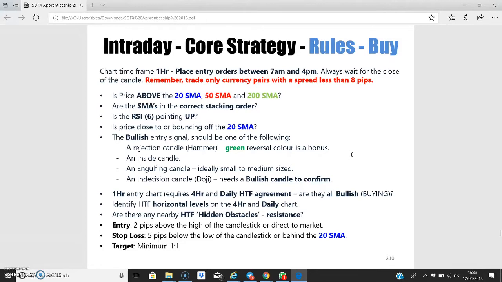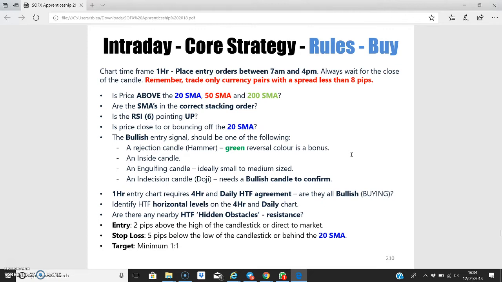Is price above the 20, 50 and 200 moving averages? Are the moving averages in the correct stacking order? Is the RSI pointing up? Is price close to or bouncing off the 20 moving average?